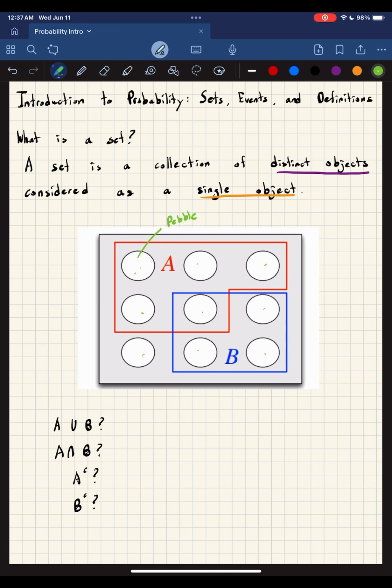Now 5 of these pebbles are grouped under a letter A. And this exactly is what a set is. We have 5 different pebbles, and they are distinct objects grouped under a single object known as A. We have a similar concept here for B. There are 4 different pebbles, and they are all grouped under one singular object, B.